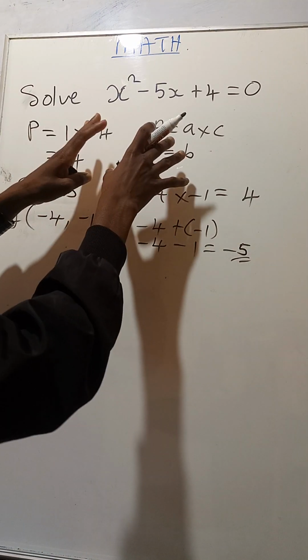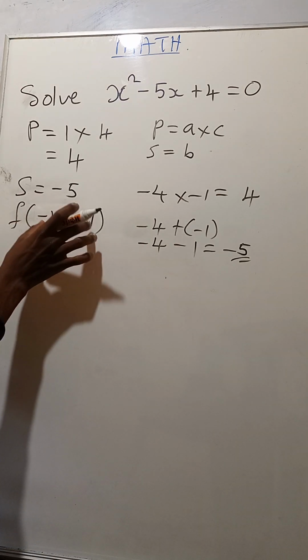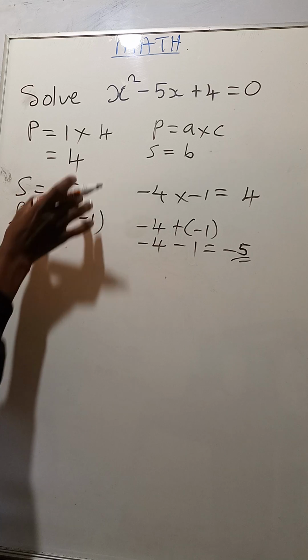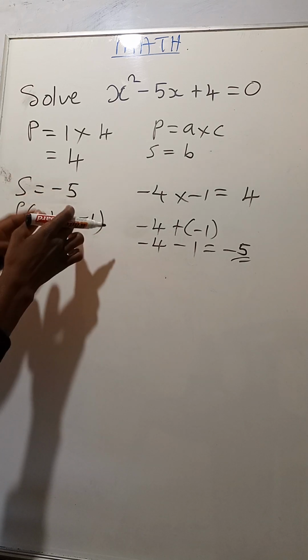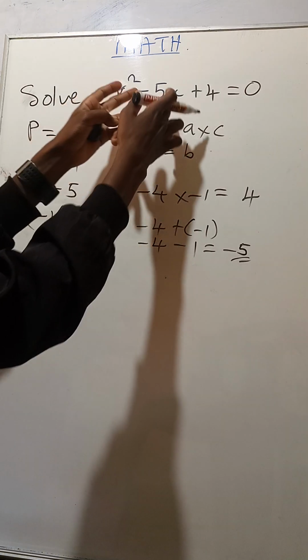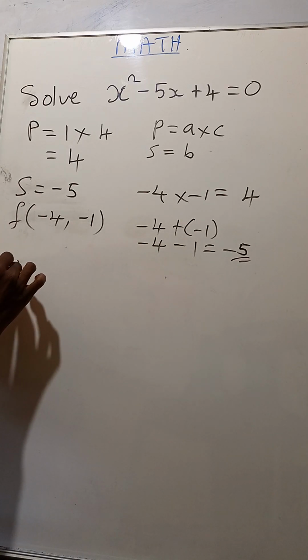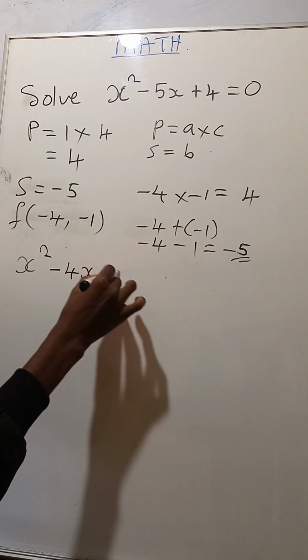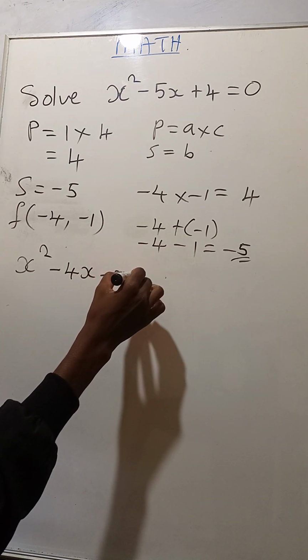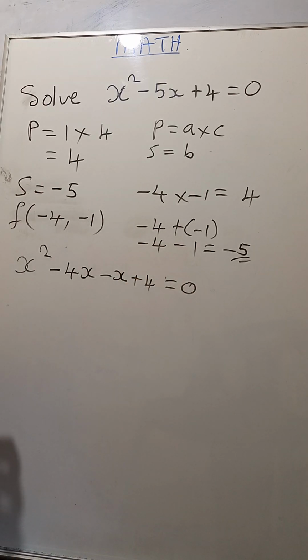Having that information, we now get the factors. Since these factors, when you add them, give you the sum, we are going to substitute these factors in the negative 5x term. So it will be x squared minus 4x minus x plus 4, which is equal to 0.